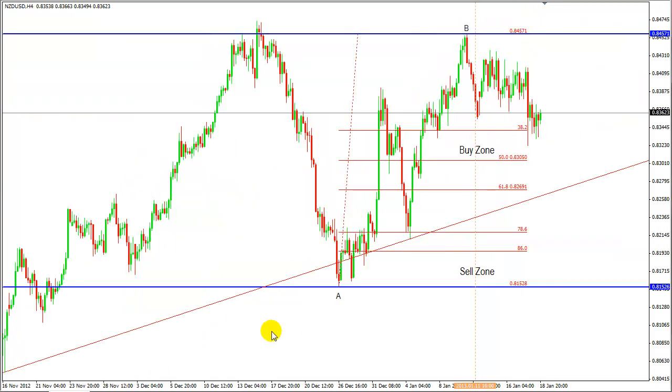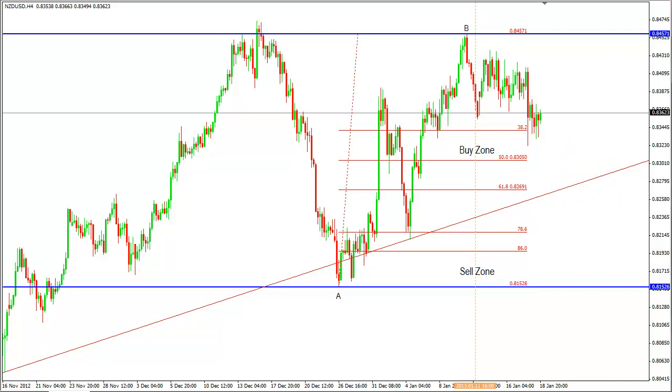So let's take a look at the 4 hour. Well, the A is at 85.15 and the B is at 84.57. So A to B, and this was the part of the retracement that we're talking about, looking to come towards this main uptrend line right here.